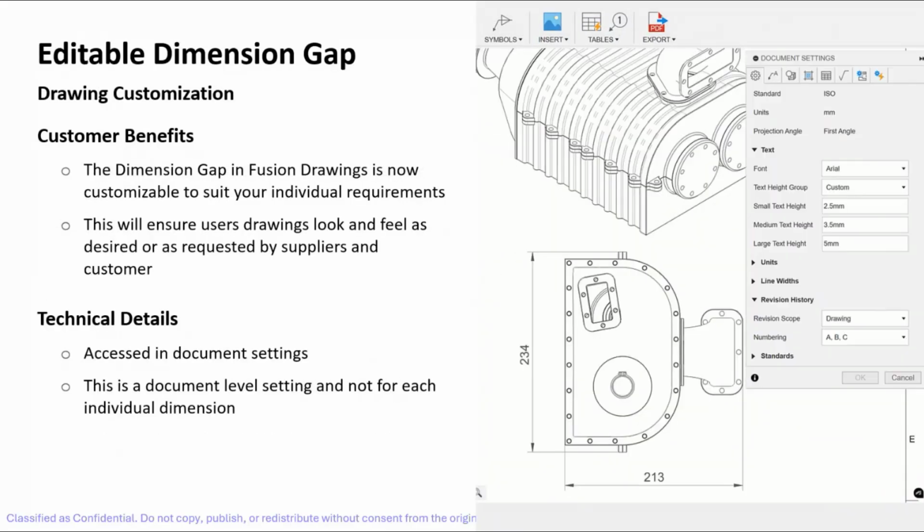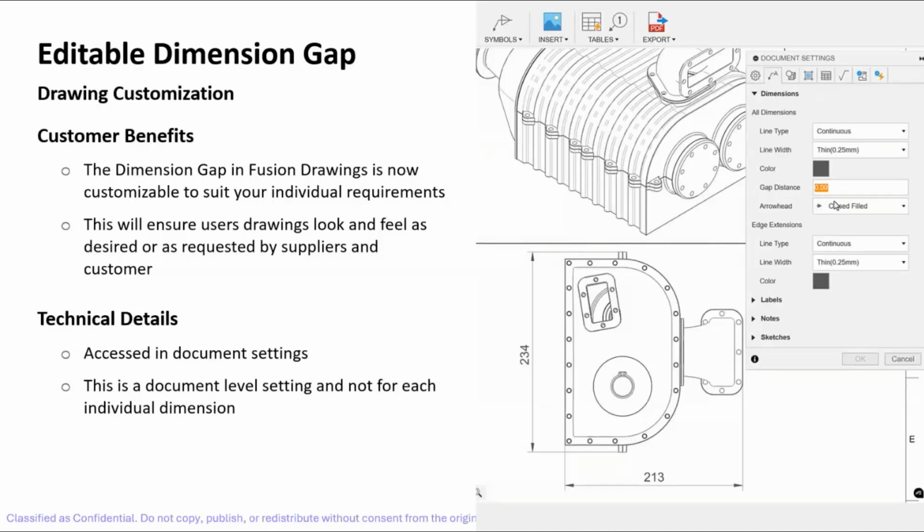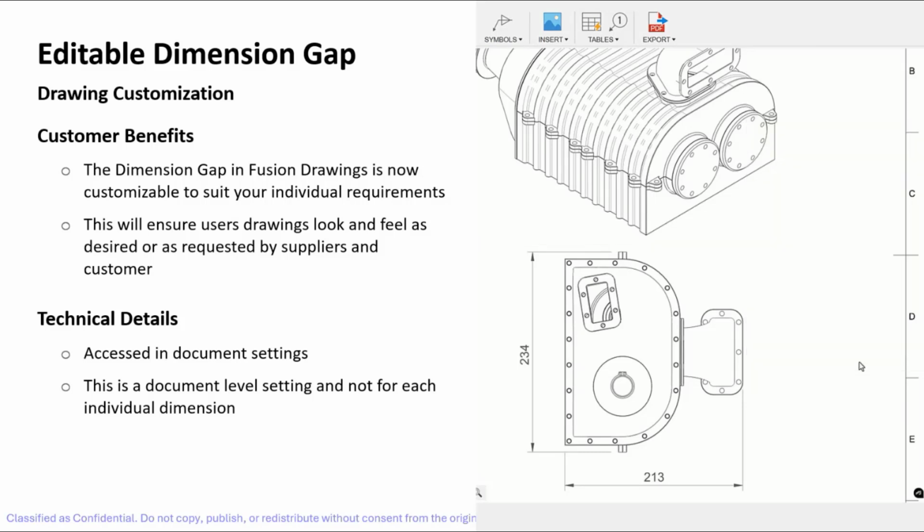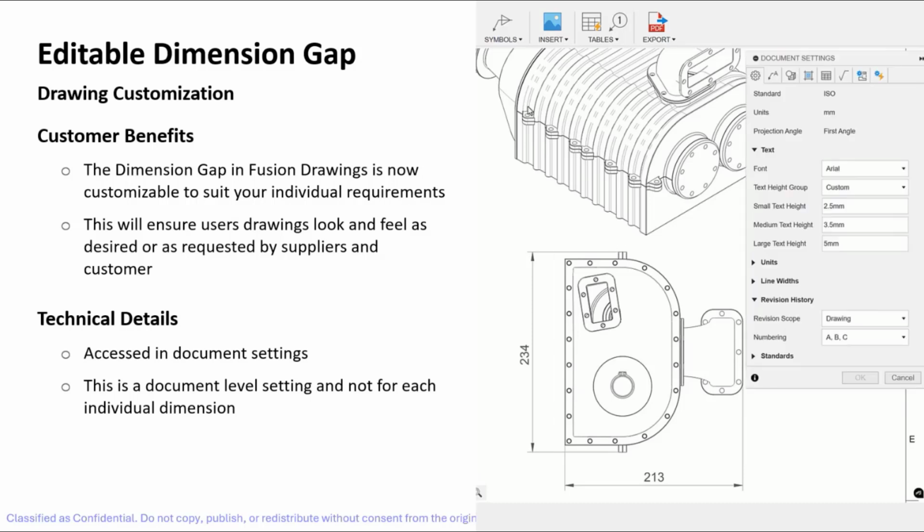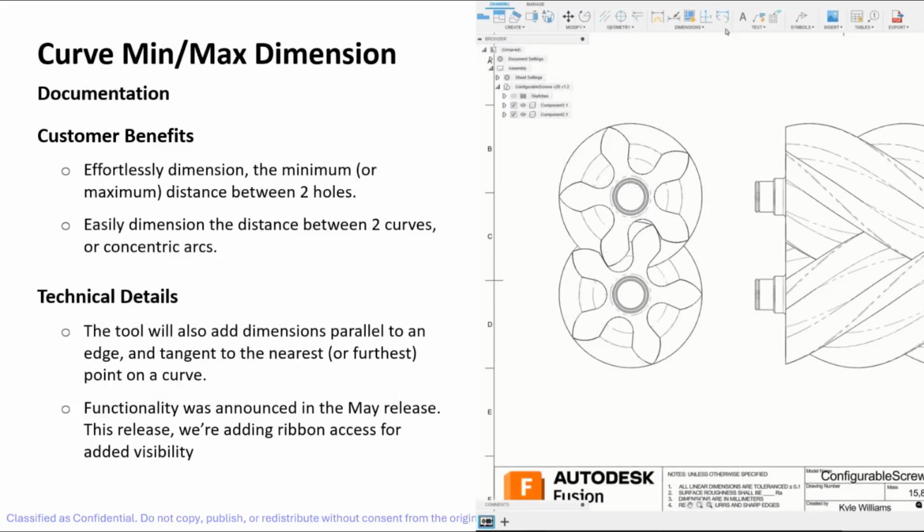Editable dimension gap. The dimension gap in Fusion drawing is now customizable to suit your individual requirements. This will ensure user drawings look and feel as desired or as requested by suppliers and customers. Curve min max dimension: effortlessly dimension the minimum or maximum distance between two holes. Easily dimension the distance between two curves or concentric arcs.